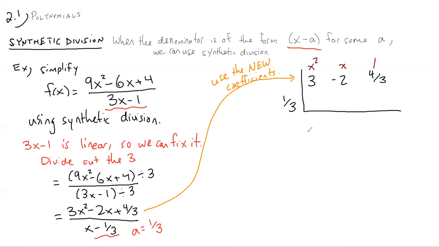And now I'm not going to write out all the little notes for synthetic division. I'm just going to add, multiply, add, multiply, add, multiply. So add the first column, 3, multiply, so 3 by 1/3 should be 1. I'm going to add, -2 plus 1 is -1. 1/3 times -1 is -1/3. And then add, that should be 3/3, which is 1.